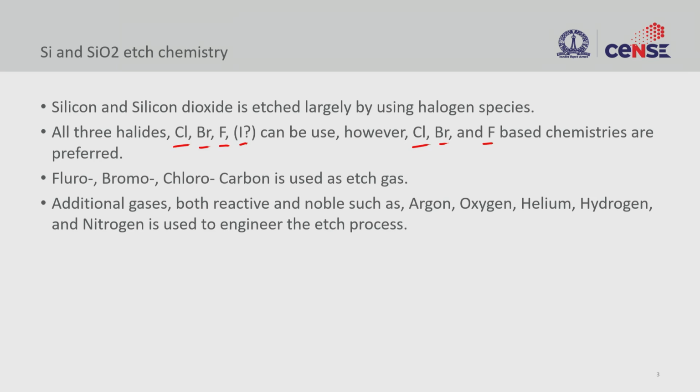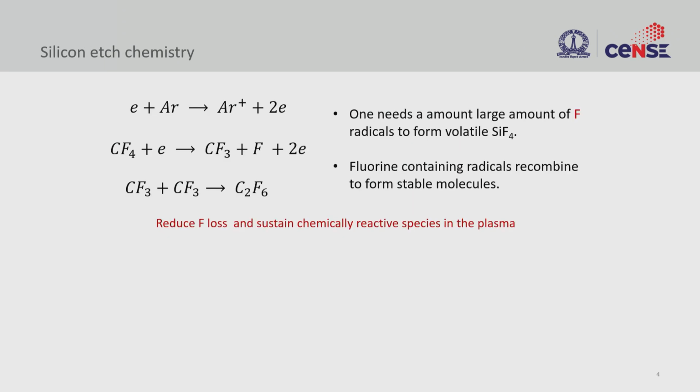You want a stable gas that carries the most number of reactive species. In addition to the reactive gases, we also add some reactive and also noble gases for dilution and for enabling the reaction. A few of them are argon, oxygen, helium, hydrogen and nitrogen, to name a few. This helps us in engineering the plasma and also engineering the chemistry. We will look shortly at how these chemistries work.